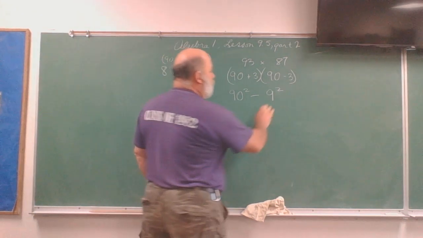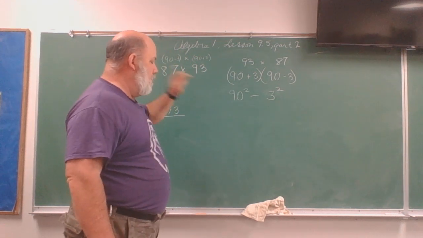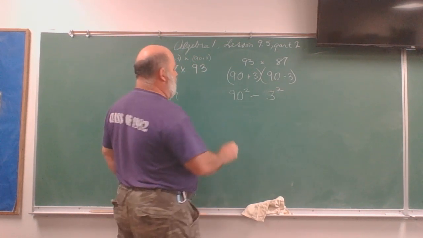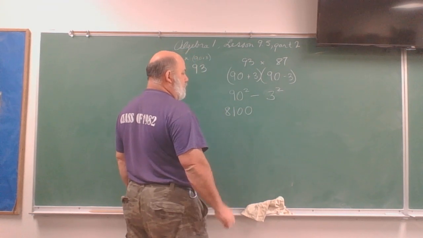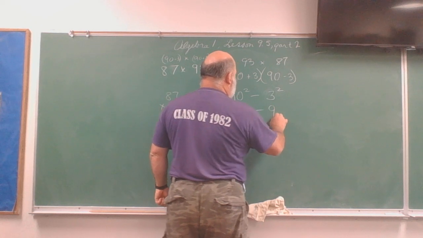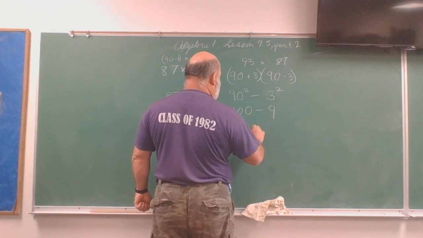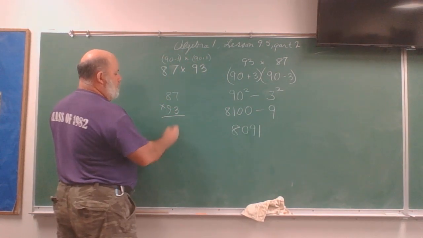I wrote it wrong. I wrote it wrong earlier too. Minus 3 squared. 90 squared, 9 times 9 is 81. And then you just have 2 zeros on the end of it. Minus 9. That will be 8,091. Let's check it over here.